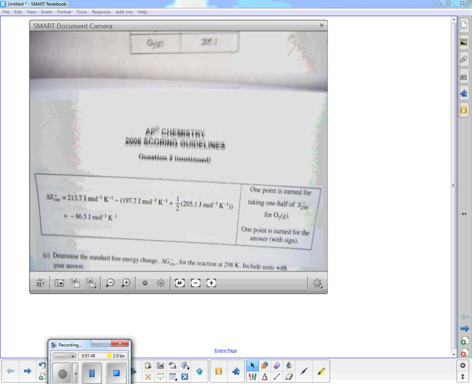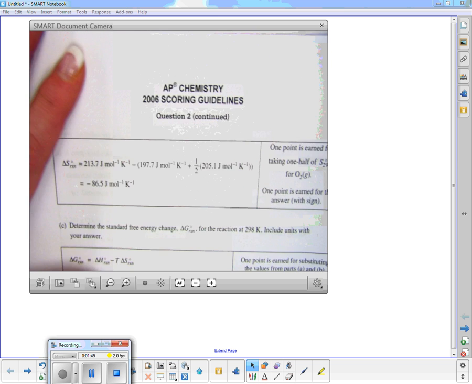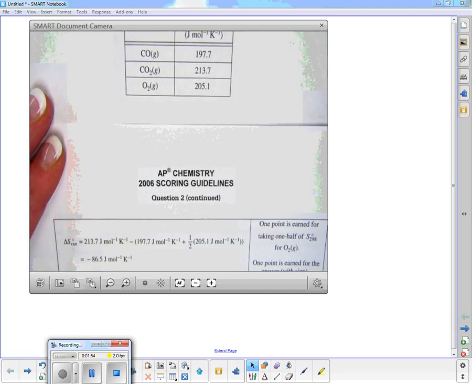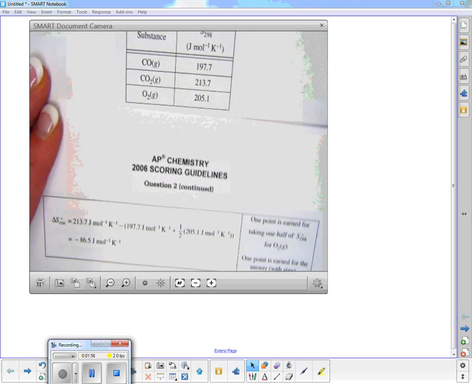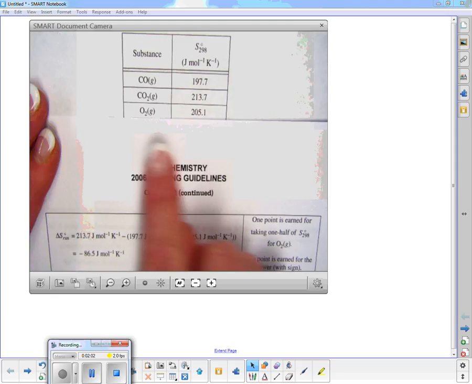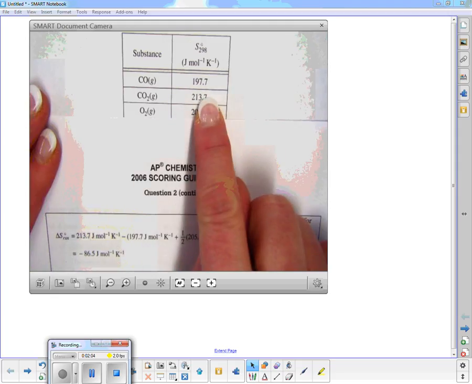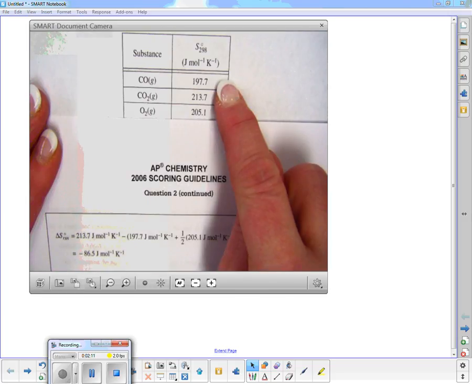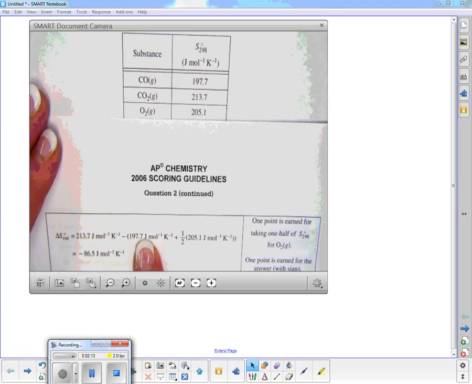So as we come down to the scoring guides here, I don't know if I can get both of those on there, almost. Okay, scoot it up just a little bit, there we go. Okay, so you're going to take your products, which are your CO2, you take that volume, and that had a 1 in front of it, so I just put that minus my reactants. My CO just had a 1 in front of it, so that's this, plus half of my oxygen, so I do a half times the oxygen.